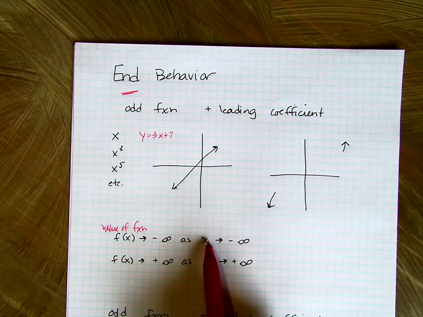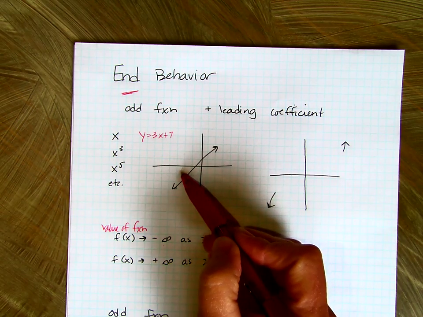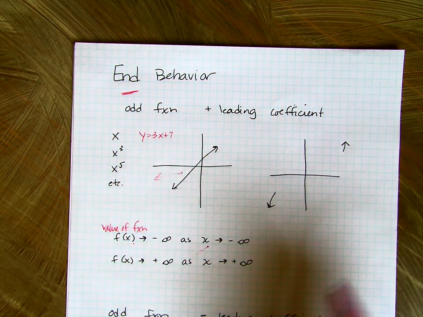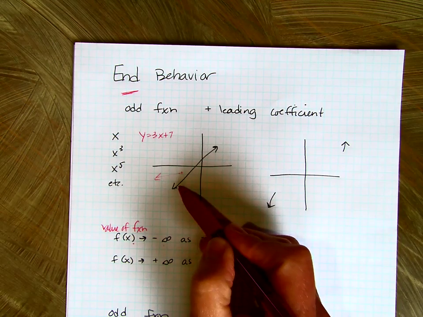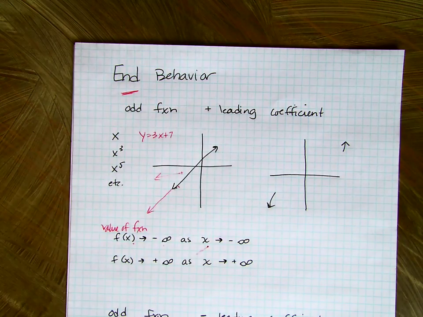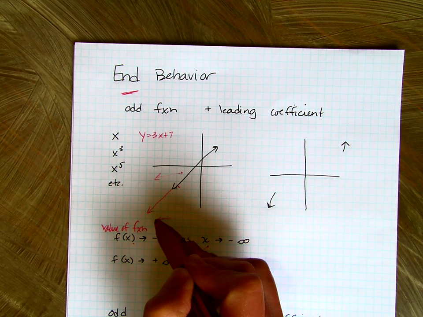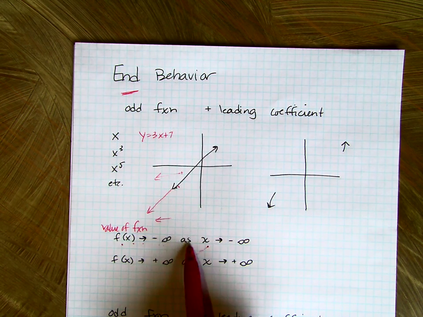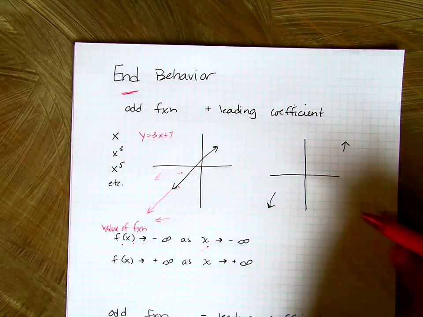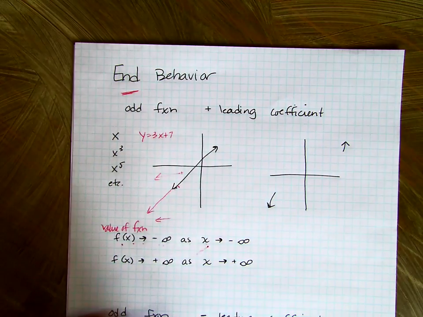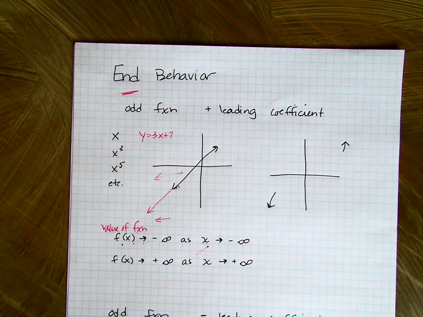I don't really like the way your book writes this. I wish they'd say what happens, as x goes to negative infinity, what happens to the function. But they do it this way, so I'll stick with it. So if I'm looking at the end of the function, this is going to keep going to negative infinity as x goes to negative infinity. The value of the function goes to negative infinity as x goes to negative infinity. So as I'm tracing this function along towards negative infinity, I'm going to keep going down towards negative infinity.